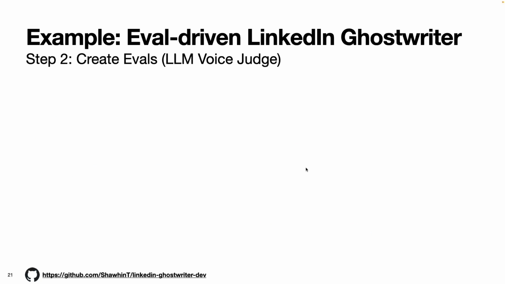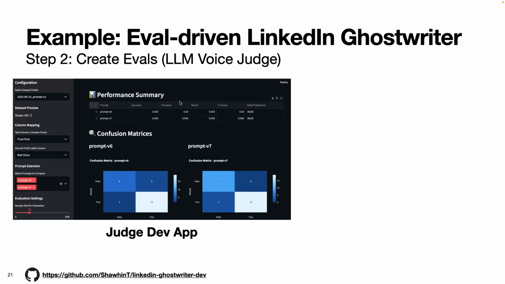Two things I used to help me with this prompt refining process. The first is I created this custom Streamlit app that allowed me to quickly review various prompt versions for the LLM judge, which I'll show in a second. But it allowed me to select different data inputs, compare various prompt versions, select the sample size, look at confusion matrices, look at various performance metrics, and so on.